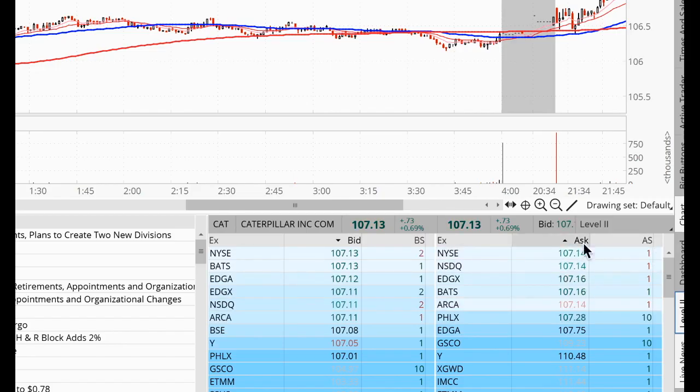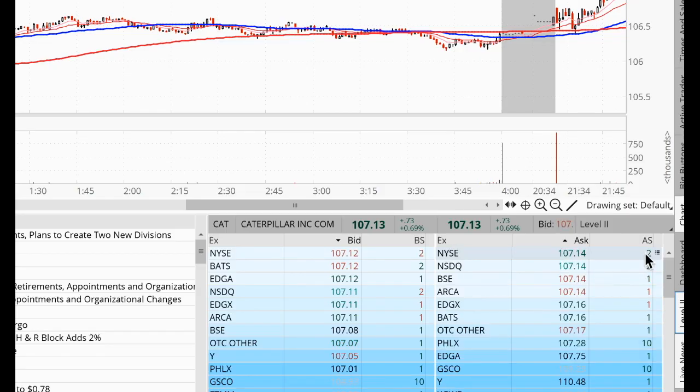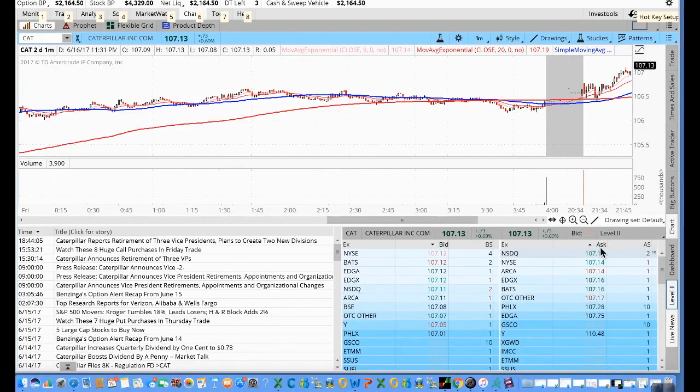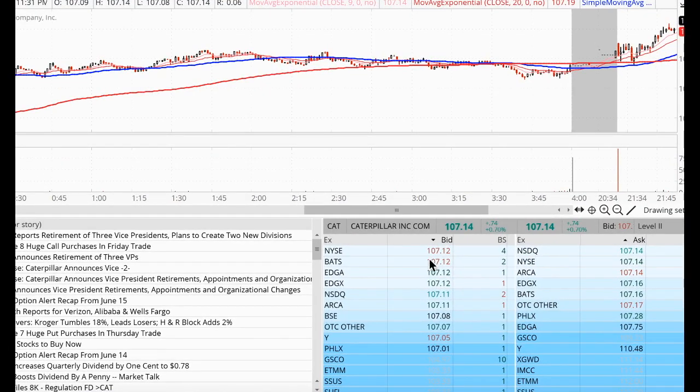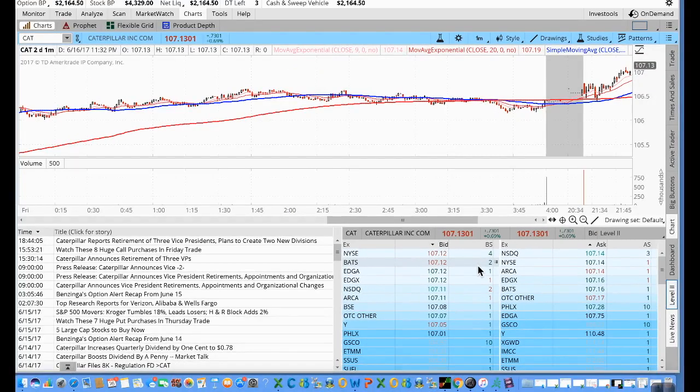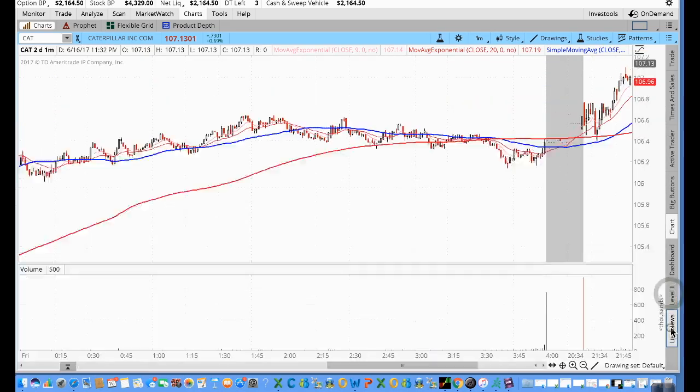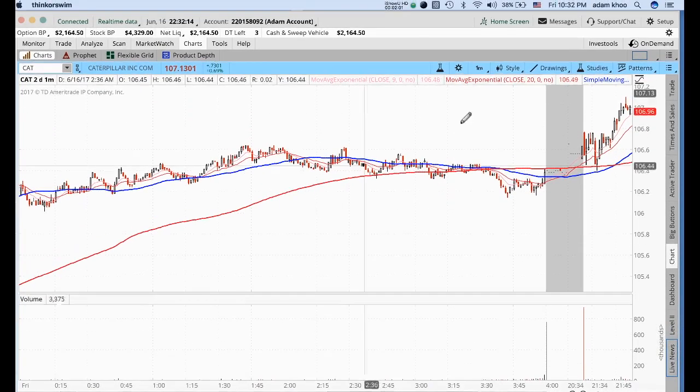You can see this changes really fast. Now the seller is asking 107.14, 200 shares. So sellers are queuing up here, buyers are queuing up here. Buyers are offering to buy at 107.12, 400 shares. This is what we call level 2. We only use it in intraday trading. If you're doing swing trading or investing, it's not applicable to you, but I just want to show you that all these things exist.